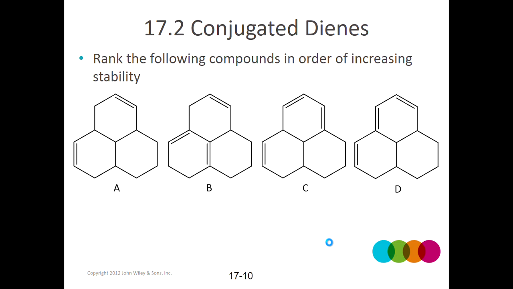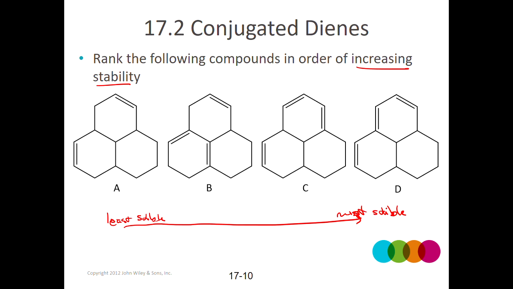All right, so let's apply that to this example. We want to rank these in order of increasing stability. I might also ask you to rank them in order of increasing or decreasing heat of hydrogenation. So if we're going increasing stability, we would go from least stable to most stable. And if it's more stable, it has a lower heat of hydrogenation. If it's unstable, it's higher in potential energy, so it has the potential to release more energy upon hydrogenation.